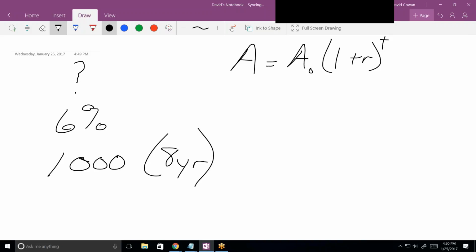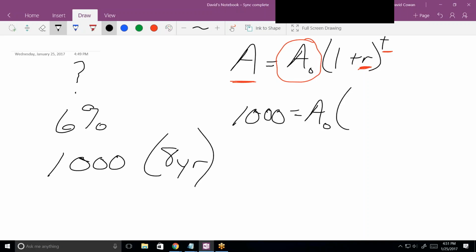Now, in this case, they're giving us this amount, 1,000. They're giving us this amount, plus 0.06, and they're giving us this amount. So we have to solve for that amount there. And remember that as long as you only have one variable, you can always solve an equation. So I just got to get it down to one variable. So the A is 1,000. That's what it's going to be worth at the end of 8 years. What it started, I'm not sure. That's what we're solving for. But it's growing at 6%. So this is 1.06, and t is to the 8th.